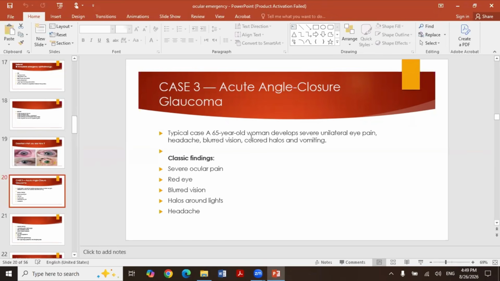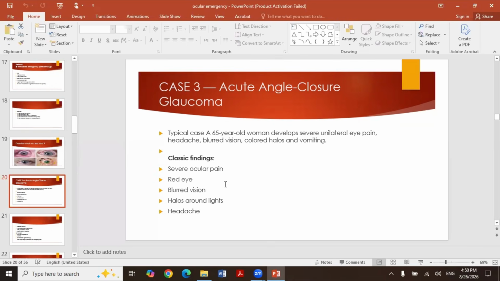So the typical case: a 65-year-old woman develops severe unilateral eye pain, and there is headache, blurry vision, colored halos, and vomiting. Mostly she says, I see halos around the light, and there is nausea, vomiting. This is critical. If the patient comes with pain, without nausea, without vomiting, mostly it's not acute angle closure glaucoma, and it's mostly unilateral. This is another important thing. With severe headache, like a balloon that will explode very soon.